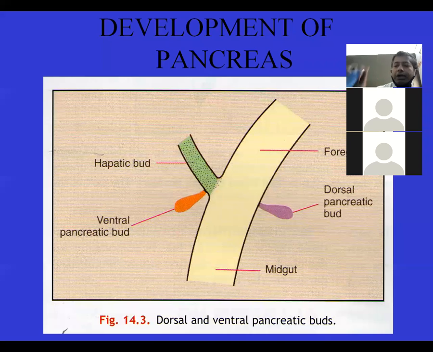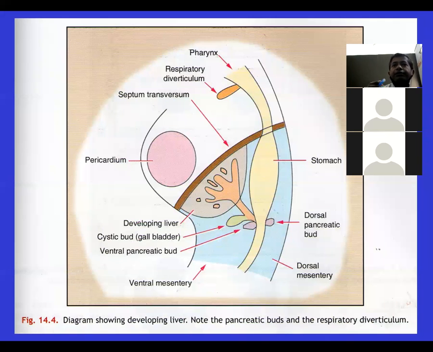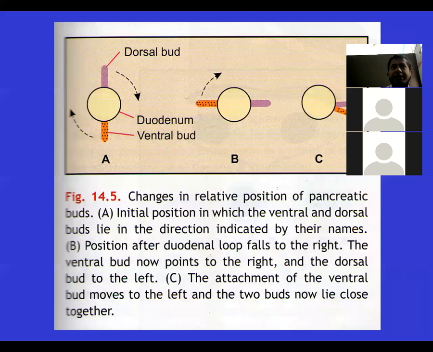Then after some time there is a rotation of the pancreatic buds, dorsal and ventral. After the rotation, the ventral pancreatic bud comes below the dorsal pancreatic bud. The green one is the ventral pancreatic bud and the blue one is the dorsal. Are you getting the points?